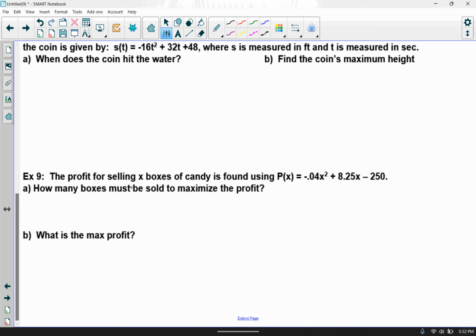In example 9, it says the profit for selling X boxes of candy is found using this function here. In part A, it wants to know how many boxes must be sold to maximize the profit, and what is the maximum profit. So again, anytime you see that word maximize or minimize, you're referring to the vertex. So in part A, it wants to know how many boxes. X are your number of boxes, so X equals your opposite B over 2A, so negative 8.25 over 2 times my negative 0.04.